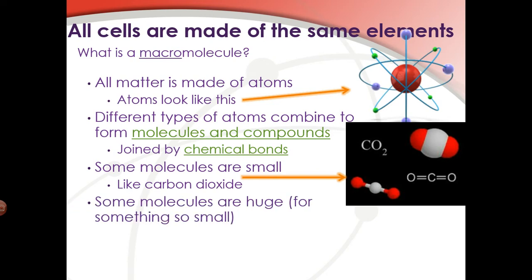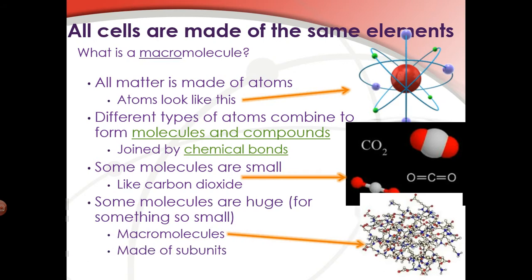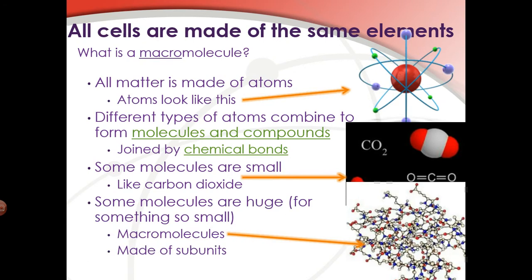Some molecules are really huge. Some of them contain thousands of atoms to make one molecule. These are called macromolecules, and they're so large that we have to break them down into subunits and talk about those individual subunits as part of the molecule. Macromolecules are what we're focusing on for this presentation, because those are what we talk about when we talk about things that make up living things.